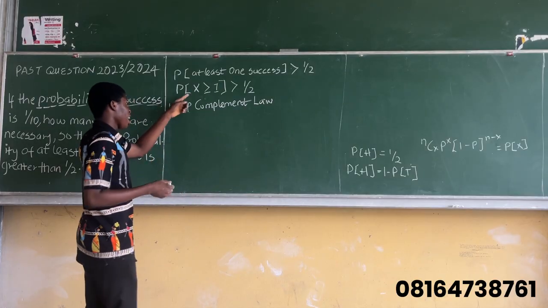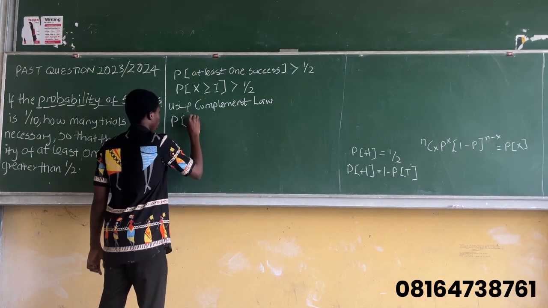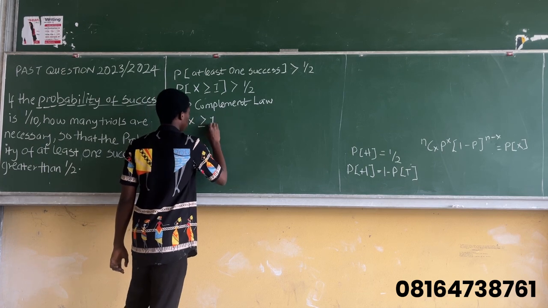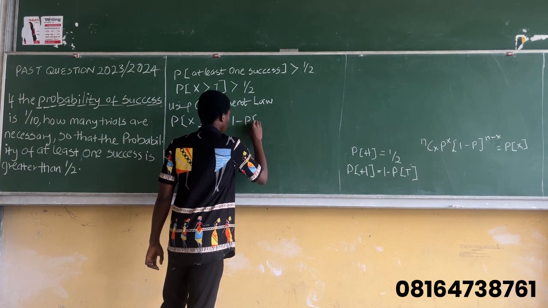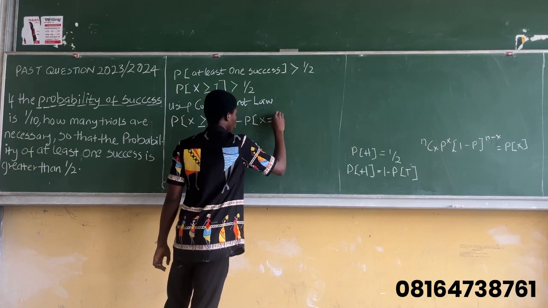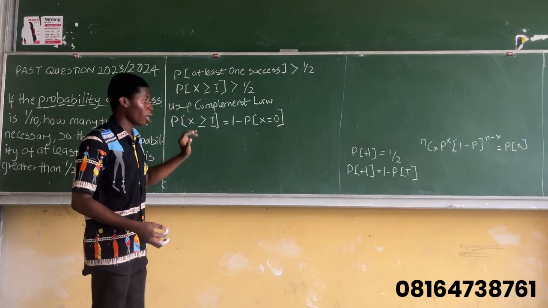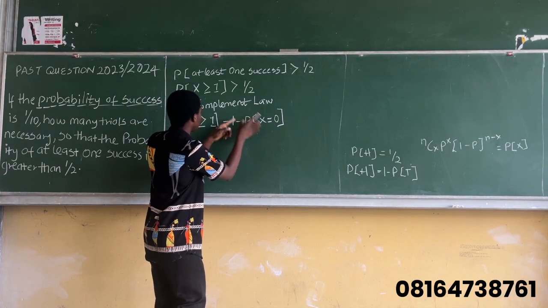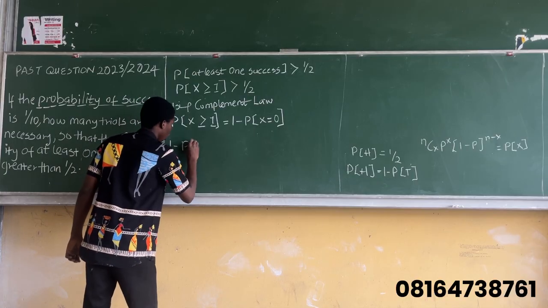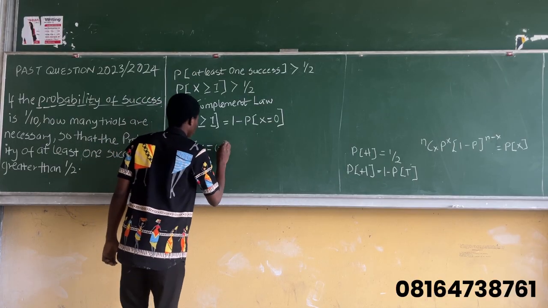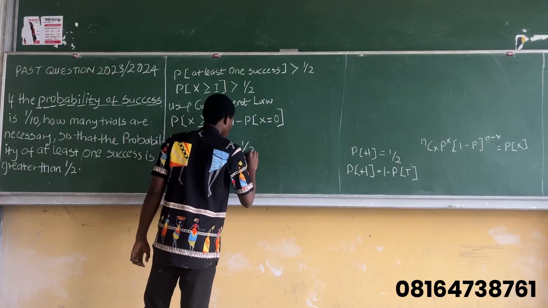instead of x is at least one success, we'll do P(x ≥ 1) equals 1 minus P(x = 0). So we are using the complement of this to work it out. And now we are going to be replacing this into the equation. So this 1 minus P(x = 0) is greater than 1 over 2.